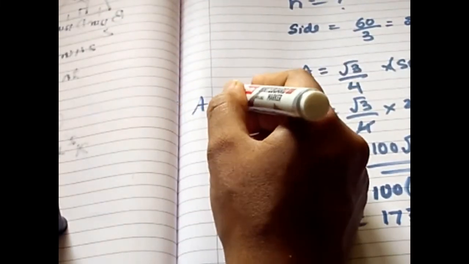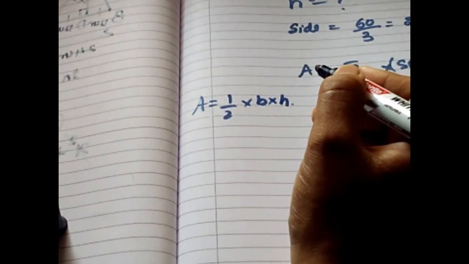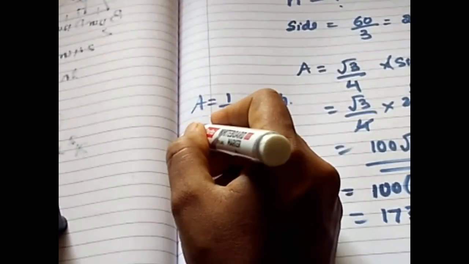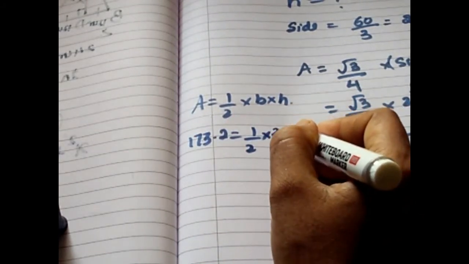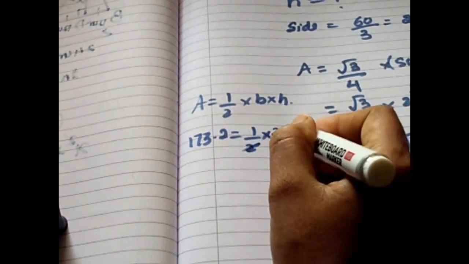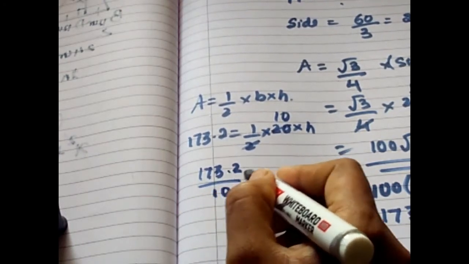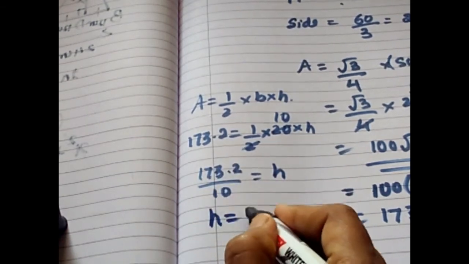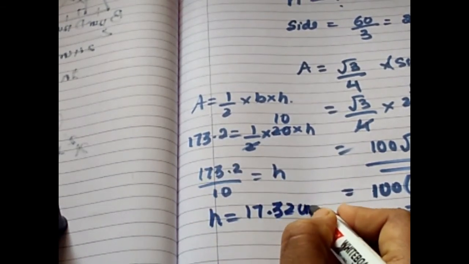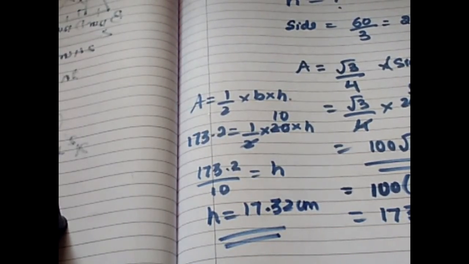Now by using the area, we need to find the height. Which formula do we need to use? Area is half into base into height. We know that the area is 173.2, which is equal to half into base, one side 20, into h. Half of 20 is 10. Bring this 10 down. 173.2 by 10 is h. When you divide by 10, the point moves one step backward. So the height is 17.32 centimeter. Very simple question, but you need to understand how to start.